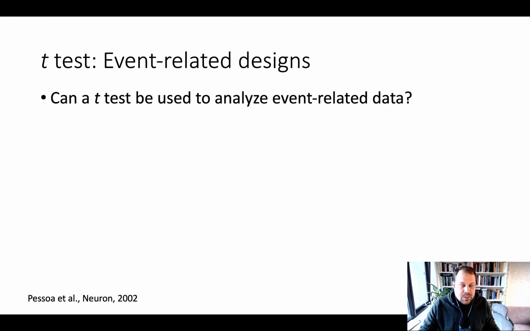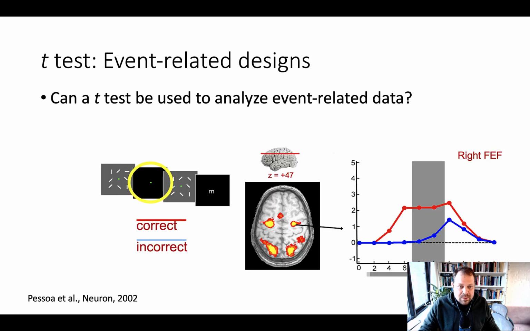The next question we can ask is: can a t-test be used to analyze event-related data? It really depends on what type of event-related data we're talking about. Typically, we want to use a general linear model, which we'll talk about in another video, because these data are relatively complex and include multiple time points. But it is also possible to use a t-test to analyze event-related data. In this case, what we can do is first perform signal averaging for different types of trials.